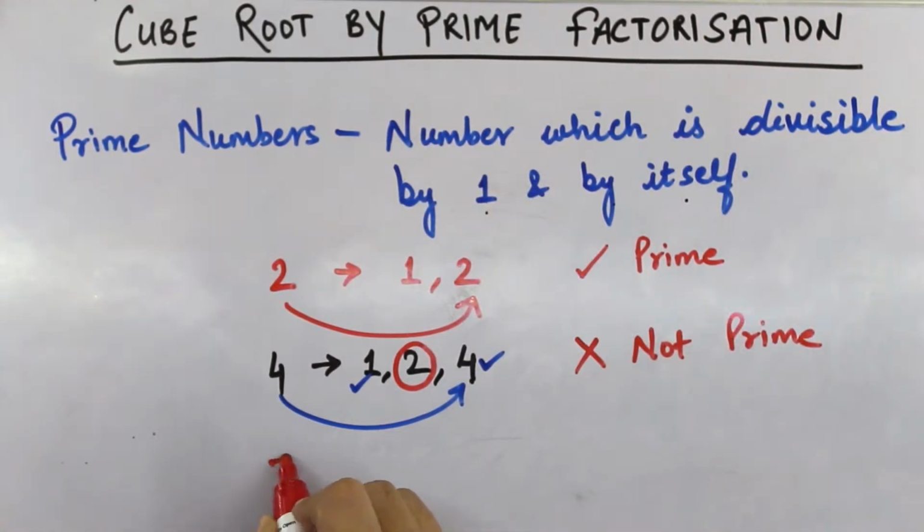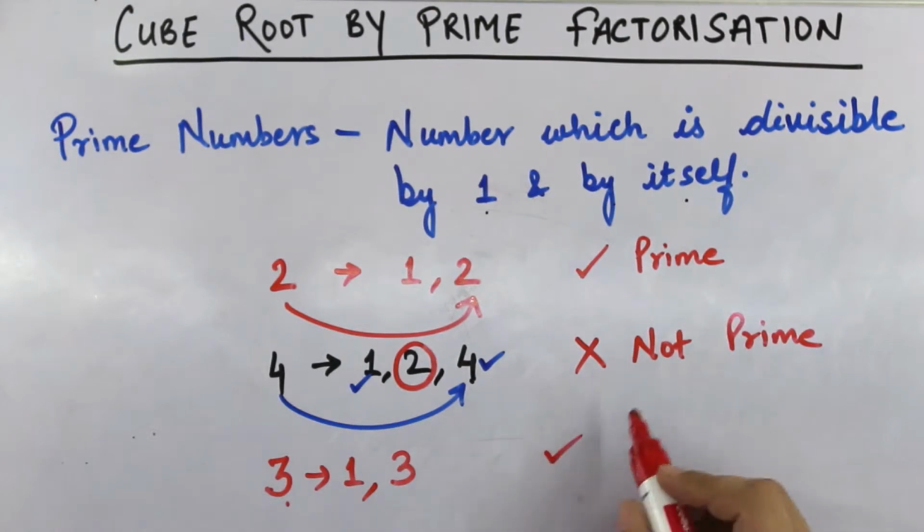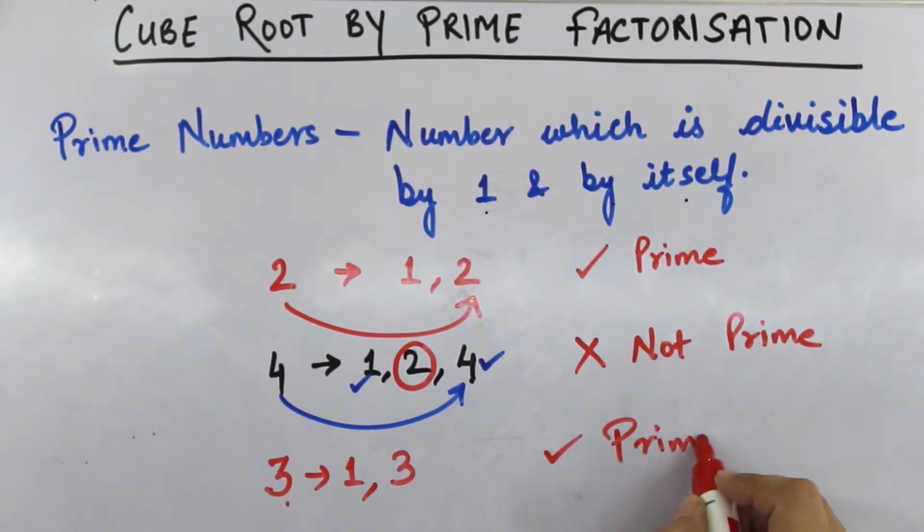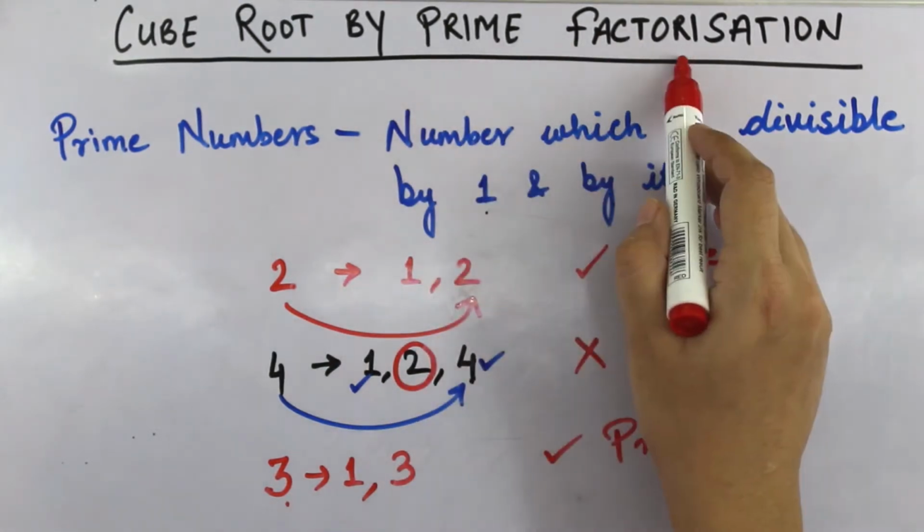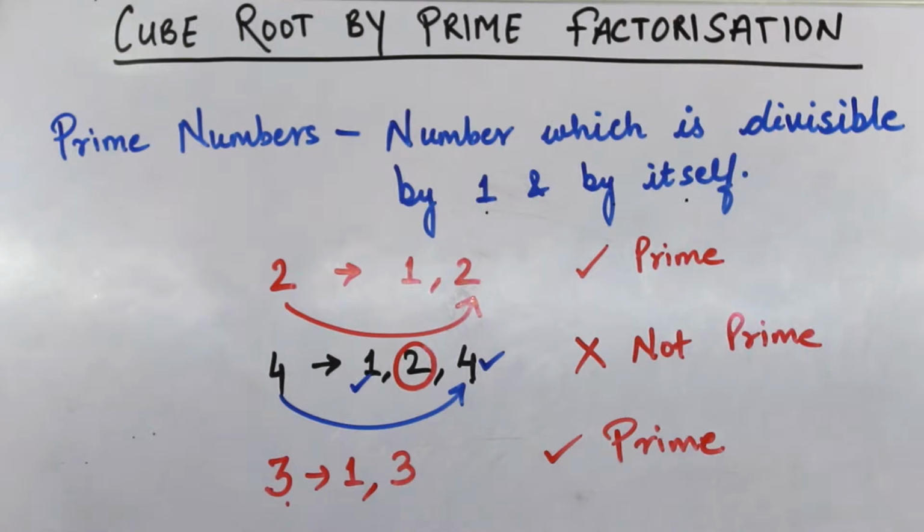If I take another number like 3, 3 is divisible by 1. It is divisible by itself, that is 3. There is no other number that can divide 3. So 3 is also a prime number. So by using the prime factorization method, we have to make use of only prime numbers. So first you all should be clear about what is a prime number, and then we will move forward to find the cube root using prime factorization method.